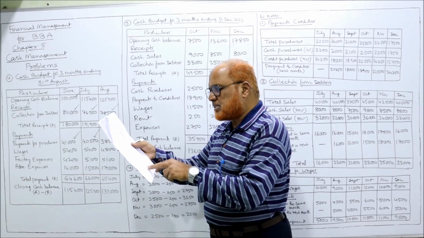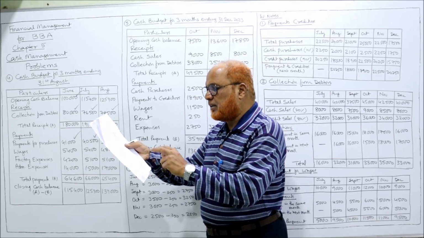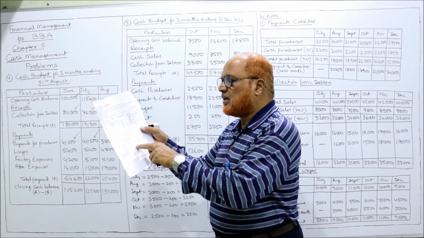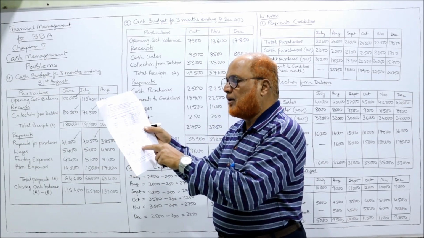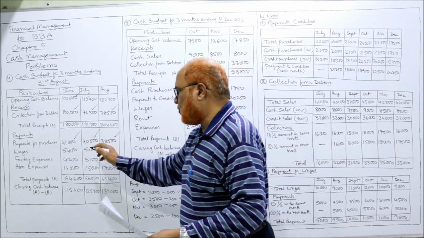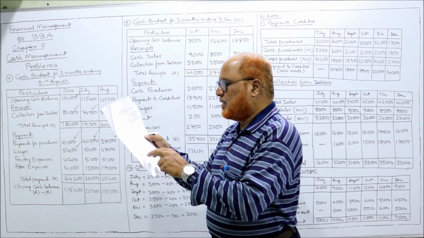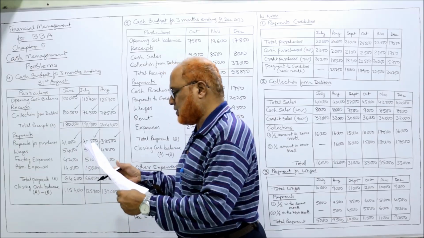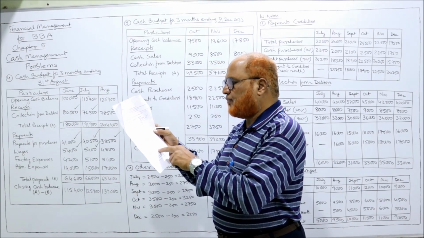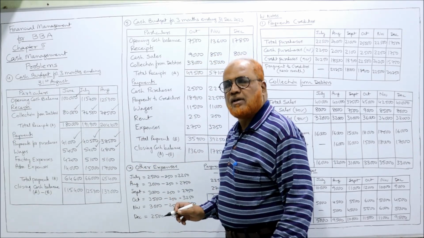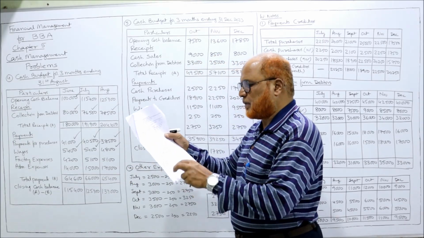Wages. For wages and factory expenses are paid in the following month, next month. So how much are the wages? 5,600 will be paid in May. May's 5,400 will be paid in June. So 5,400 in June. Then June 5,400 will be paid in July. Then July 4,800 will be paid in August. Finished. Same procedure for factory expenses.